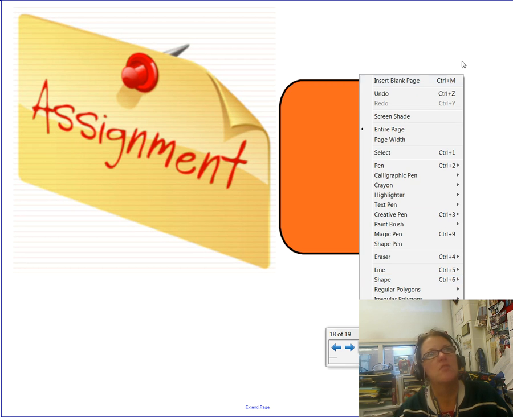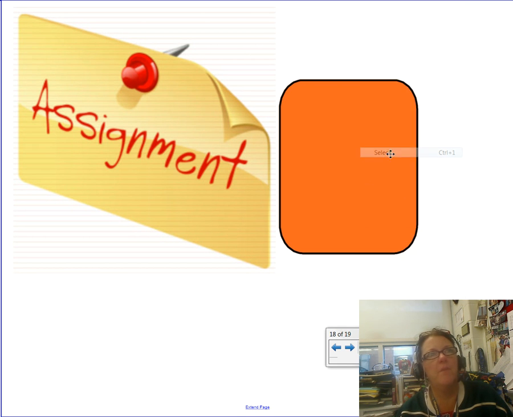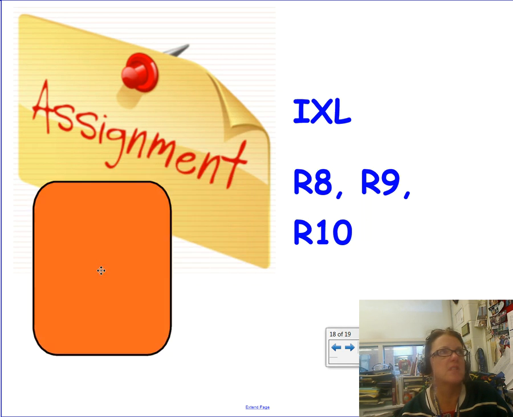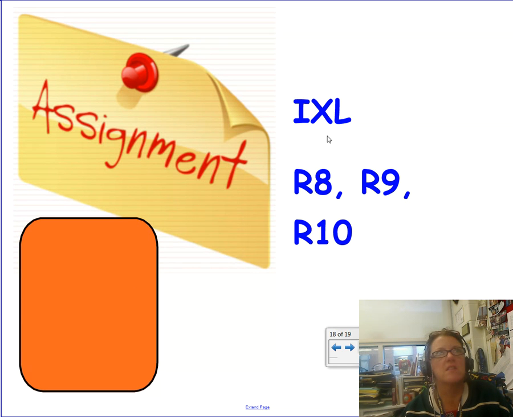All right, here's your job. Your assignment today, because we don't have anything specific in our textbook for this, is I want you to jump on to IXL and work on these 3 objectives, R8, R9, R10. Get to a SMART score of 80 or higher, and then move on to the next one, and so on. All right, good luck. May the force be with you.